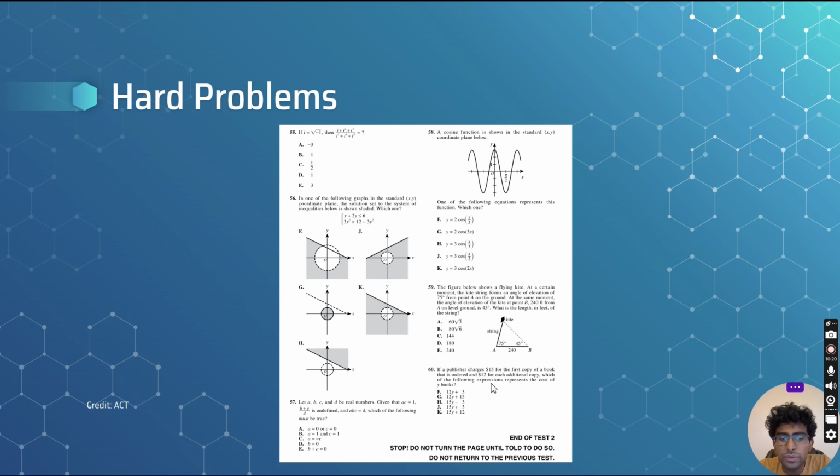And then 60, if you charge 15 for the first copy of the book that is ordered and 12 for each additional copy, what's the cost for the books? So 15 for the first copy, that's like your y-intercept, and 12 for each additional copy, that's like a slope. So y equals, well, it's in terms of y, but it's like slope-intercept form. Slope times x plus your b. You can figure that out from there.